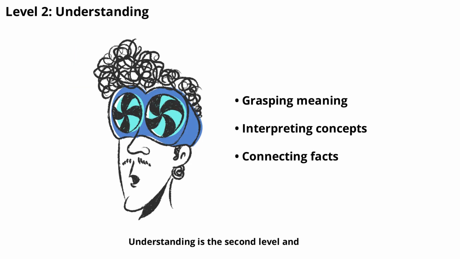Understanding is the second level and involves grasping the meaning of information. Learners interpret, summarize, and explain concepts. This stage is crucial for connecting facts to broader ideas and making sense of what has been learned.